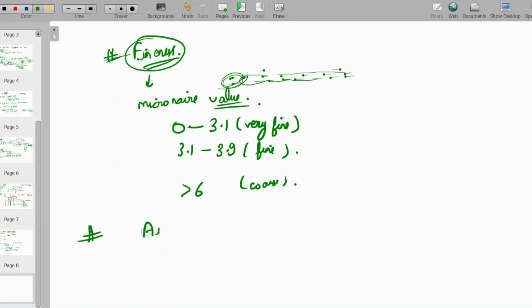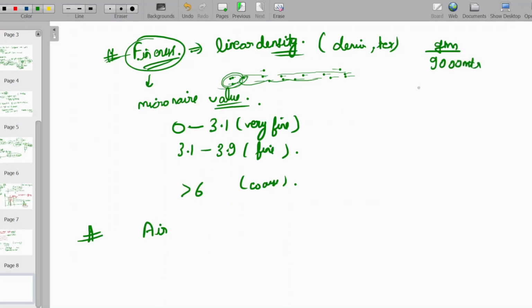The last thing is the airflow method. Fiber fineness is measured in the form of linear density. What is linear density? Tex is grams per 1,000 meter, and denier is grams per 9,000 meter. So this is measured as linear density. The formula is mass is equal to volume in the airflow method.